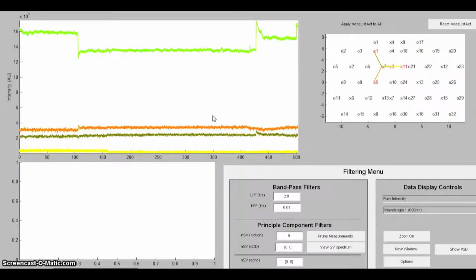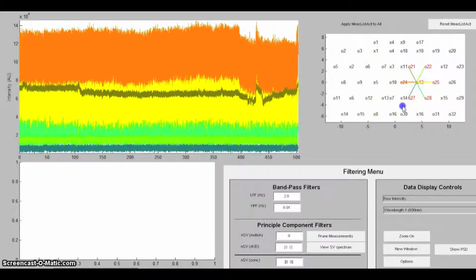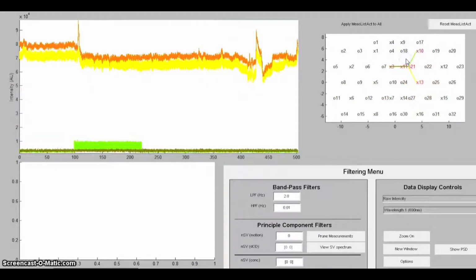Initially, when one opens fNIRS data in the MATLAB package Homer, one is confronted with a number of data channels. These channels differ in signal strength and noise content, and in particular, desired channels with a high signal-to-noise ratio should be isolated from the rest.